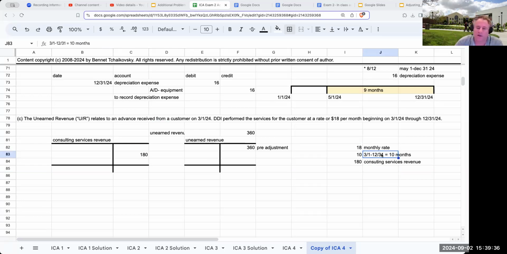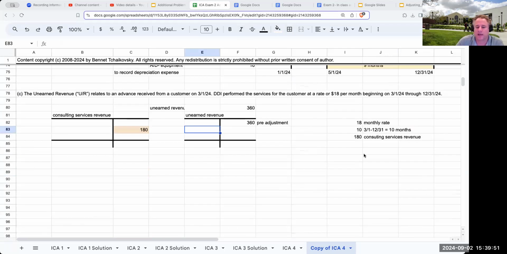Now, for every debit, I need a credit, and for every credit, I need a debit. The account I'm going to debit is my unearned revenue. And if we look at this right over here, my unearned revenue account now has a balance of 180. Does that make sense?